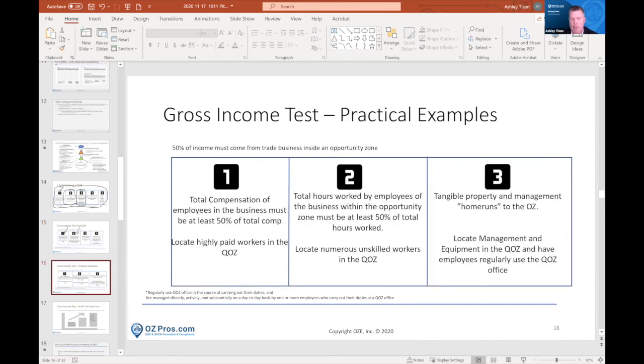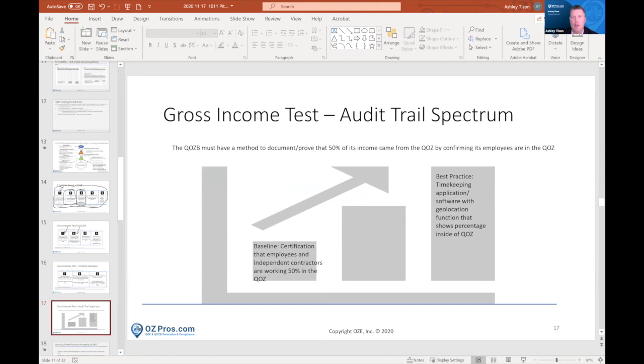And the really tricky part about that is how you get your employees to effectively acknowledge that they're working inside of the zone. And this is employees and 1099 contractors. So if you're using coders that are working outside of the zone, you're going to have to count those against your 50% test. So you've got to make sure that you have at least 50% in the zone. If you're highly paying yourself and that's in the zone, then that's fine.